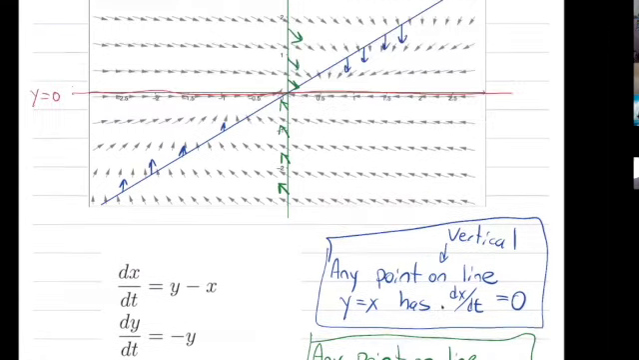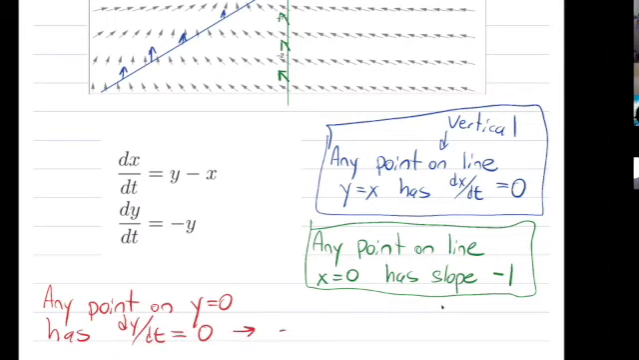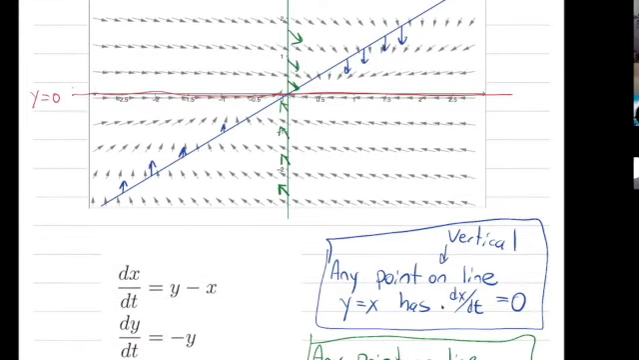And one last observation. Any point on the line y equals 0 is going to have dy dt equal to 0. So those vectors are going to be horizontal. There's going to be no vertical component to them. And that we can see over here. It's hard to draw, but these are pointing directly to the left, and these are going directly to the right.